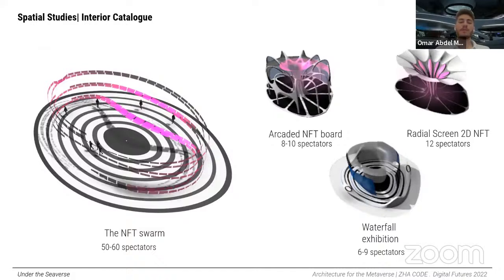In this slide, on the left we've got the NFT swarm screen, which is always in motion and always changing, so that people could take a glimpse of each of the NFT screens, and could house 50 to 60 spectators. On the right, we've got another 3 modules. One is the arcade NFT board, which could house 8 to 10 spectators. Another is the radio screen, which could house up to 12 spectators. And the last one is the waterfall exhibition, which could house 6 to 9 spectators. Next please, Jenny.